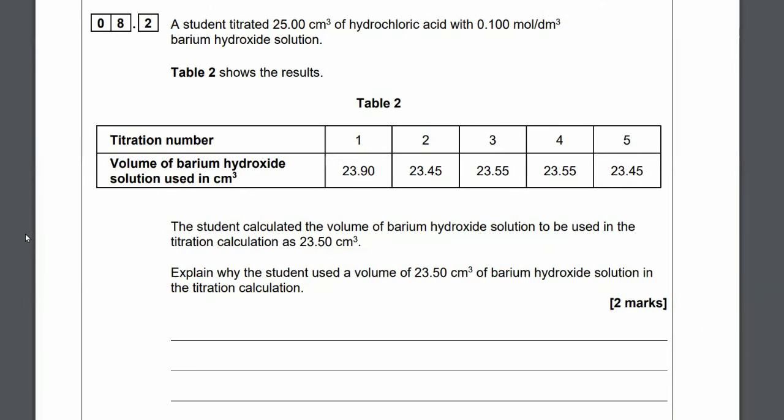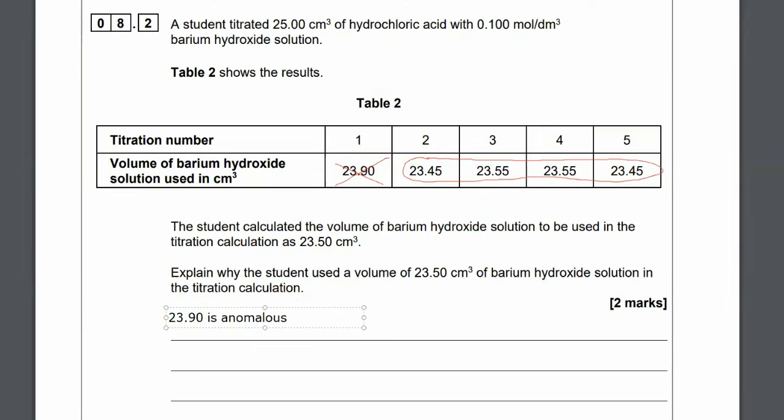Well, what you've got to do with calculations is look for concordant results. And they've got to be within 0.1 or 0.2, depending on which exam board you're studying, of each other. They've got to be concordant. And for AQA, I believe it's 0.1 centimeter cubed they've got to be within. So you can see that these 4 results are all concordant. They're all within 0.1 centimeter cubed. This one is not to be used. So there's many ways to get the 2 marks here. We could say 23.90 is anomalous.